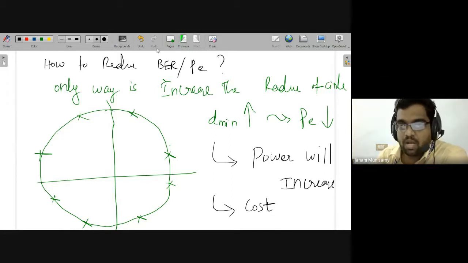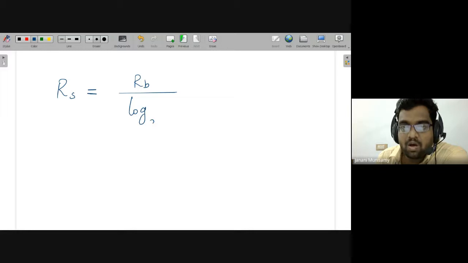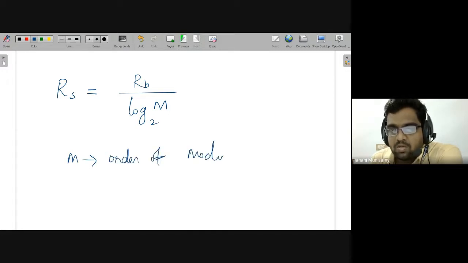Then we will put some common formulas between the symbols and bit rate. The symbol rate RS is in general RB, the bit rate, divided by log base 2 M. That is the common relationship between the symbol rate and bit rate for any communication system. M can be anything, 2, 4, 8. Here RS is the symbol rate, RB is the bit rate, and M is the order of modulation.